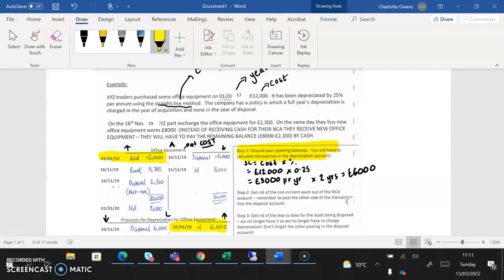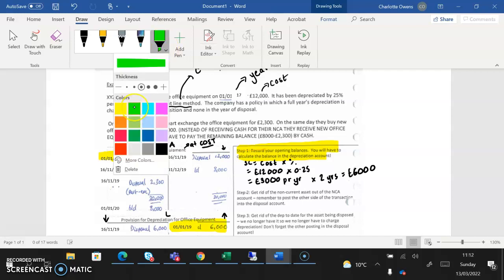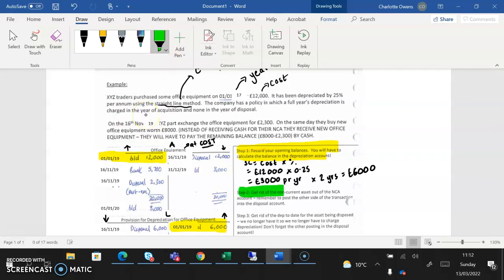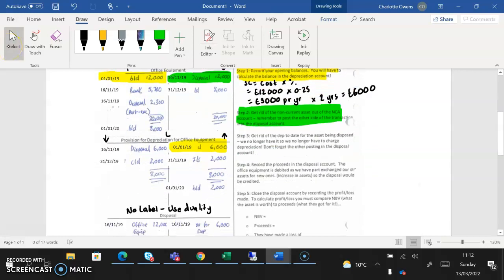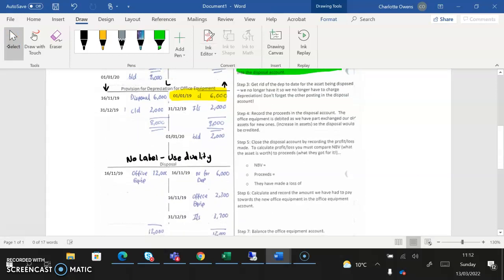So that is step 1 done. Step 2 is get rid of the non-current asset out of the non-current asset account. What's really important to remember here is that we are dealing with the cost figure. So if I want to get rid of that whole office equipment, I've got to credit £12,000. If I credit any other number, then it's going to look like we still own some of that office equipment. Now for every credit we have a debit, so in my disposal account I am going to debit £12,000. So far this is really repetitive of what we were doing last week.